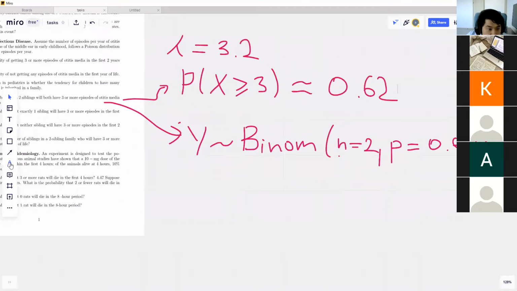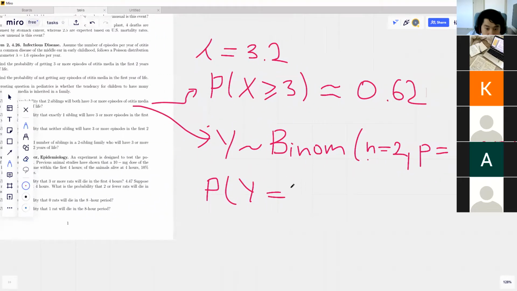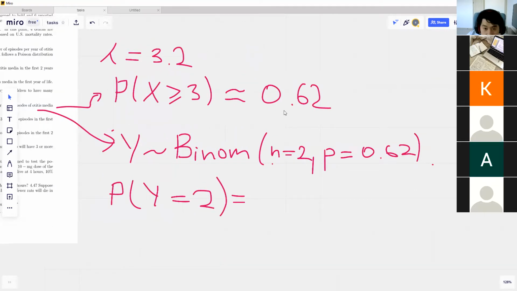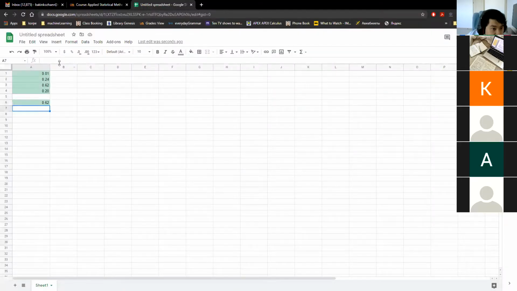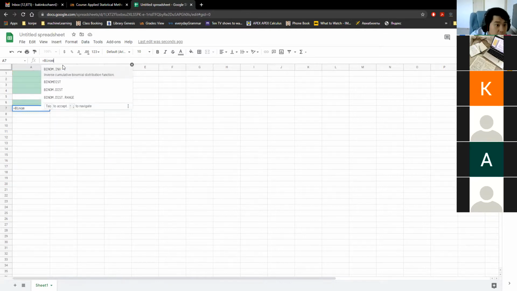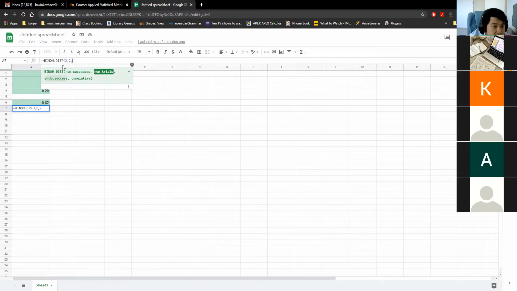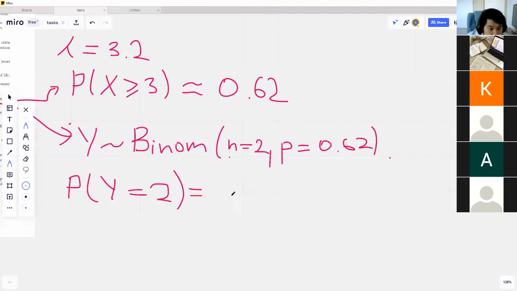Okay. Now we need to find the probability that Y is equal to 2, so 2 siblings will both have 3 or more. You can also just square 0.62, but to generalize our problem, let's calculate that using the binomial distribution. So this is my probability of success. Then I need to calculate, for the binomial distribution, the function is BINOM.DIST. Number of successes is 2, number of trials is 2, probability of success is 0.62. And for cumulative, we'll put false. We need the PMF, so 0.38, so 38%. So this is 0.38.